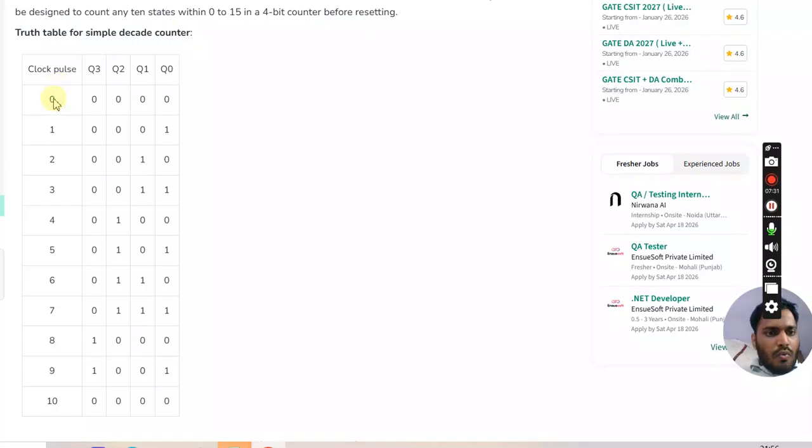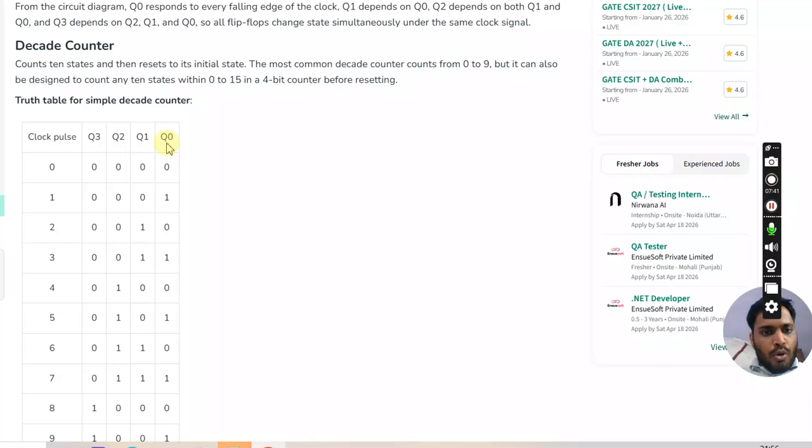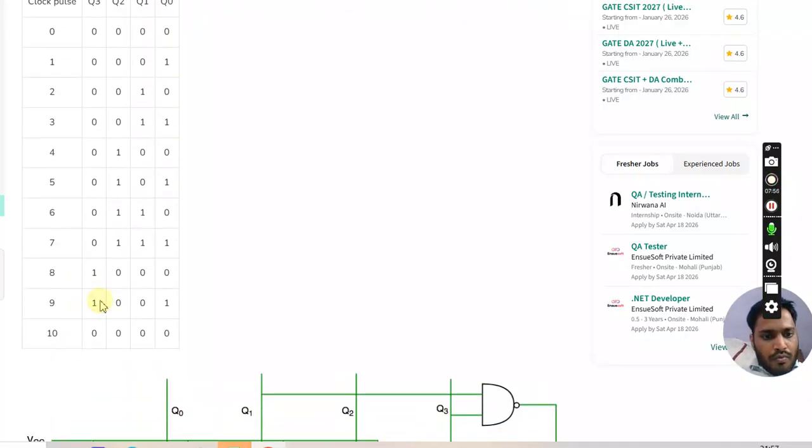Whatever the clock pulse is from 0 to 10, the respective binary equivalent of that will be activated at the output end. For 2 we have the binary equivalent 1 0, so Q1 is activated. For 3, both Q1 and Q0 are activated, because for 3 the binary is 0 1 1. For 9 we can see Q3 and Q0 are activated.